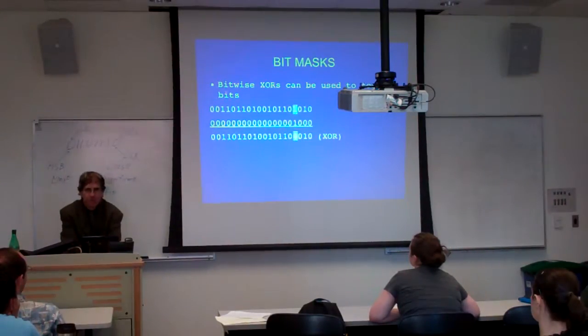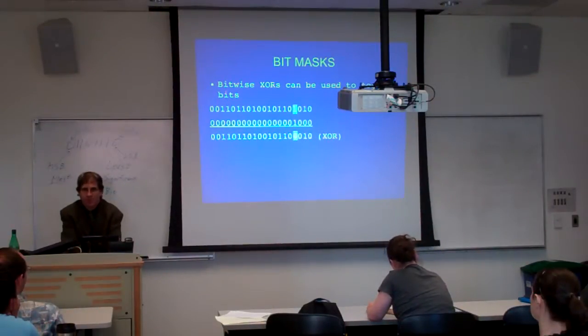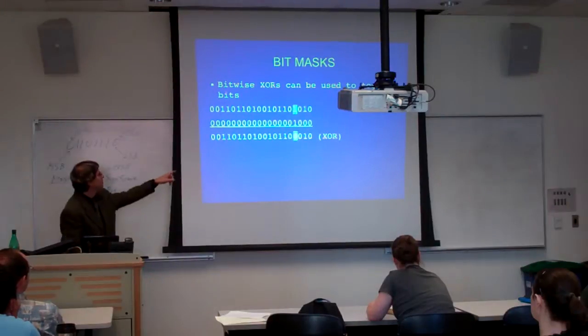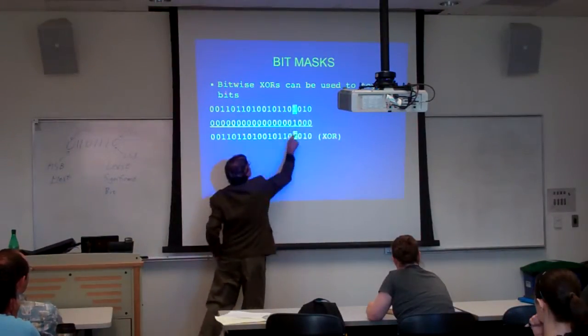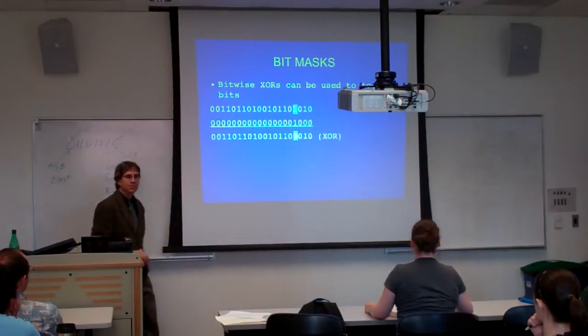Okay, if you use an XOR, you can toggle a bit. X XOR with 0 is just X. X XOR with 1 gives you the inverse of X. So here I set the fourth bit to a 1, and that will toggle the fourth bit of my original register.